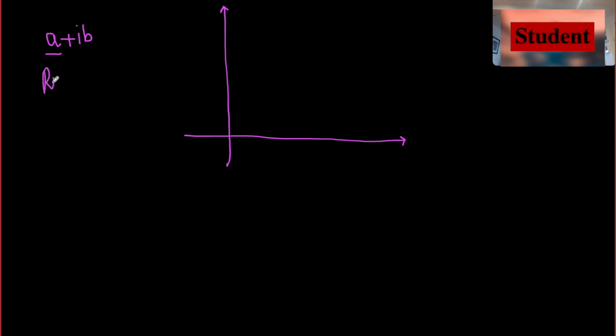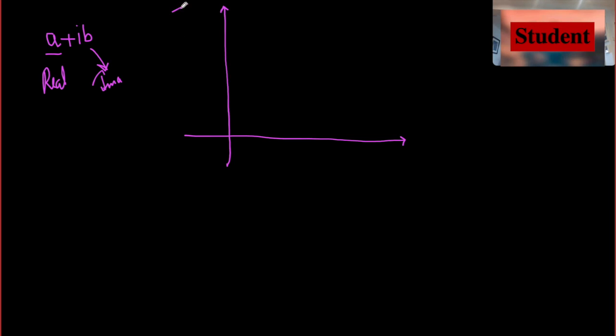now let's try to do the Argand diagram. In the Argand diagram, it is similar to xy coordinates. You have a complex number which is written in the form of a plus ib. This is your real part and this is your imaginary part. You understand this? Now in the Argand diagram we have the same.